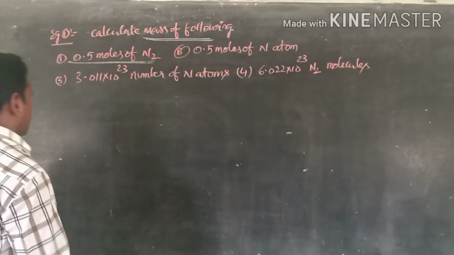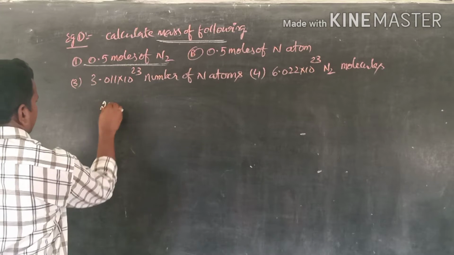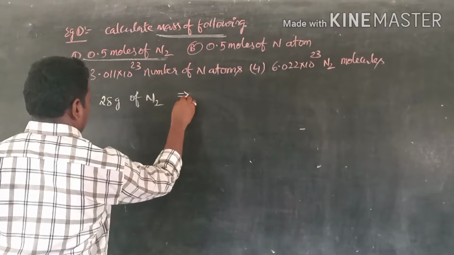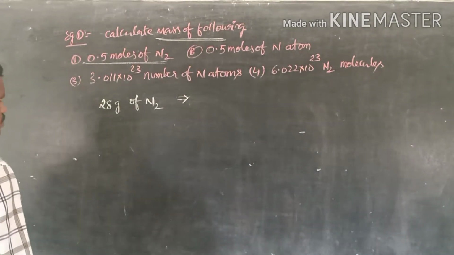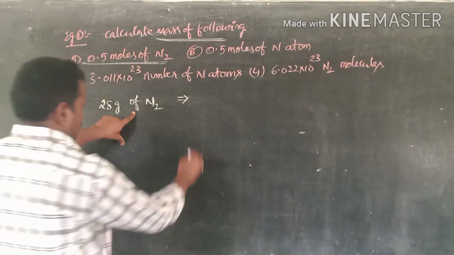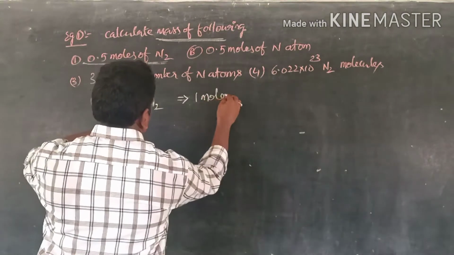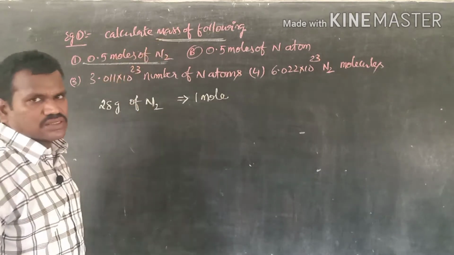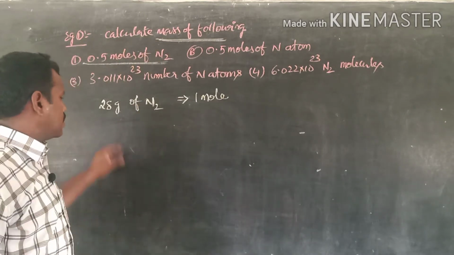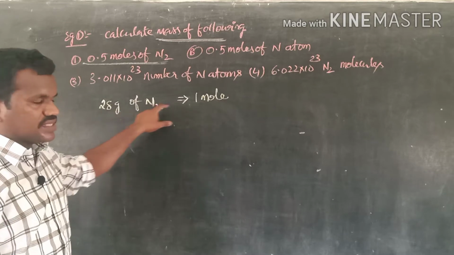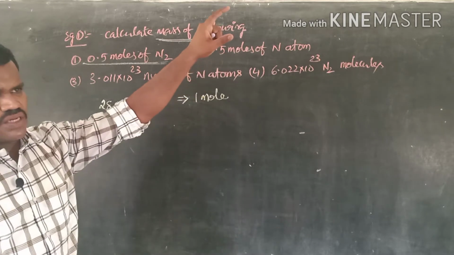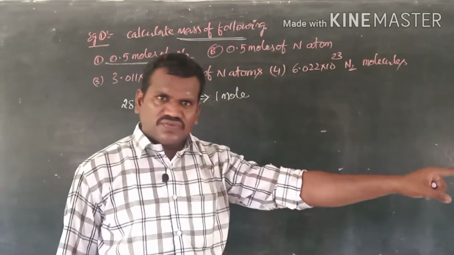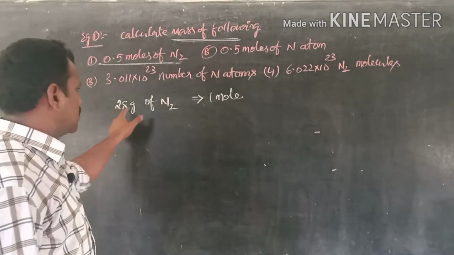What we know originally, 28 grams of N2. Why? Because the molecular weight is 28 grams. 28 grams of weight, that is nothing but 1 mole. Sir, why you taken this relation only? They are asking the relation between the moles and the mass. In the previous topic, what we gave? 28 grams of N2 is nothing but 1 mole, which contains 6.022 into 10 power 23 number of molecules of N2. So here I consider only this relation.